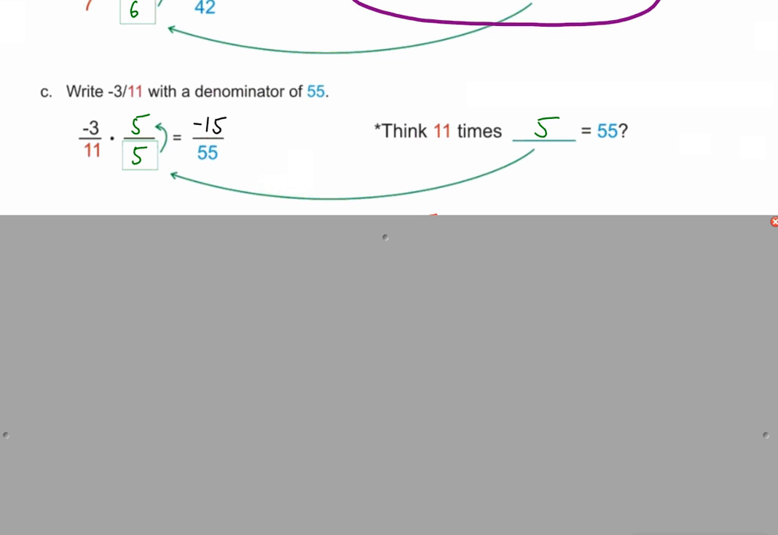And this is the last one we just did. Negative 3/11 with the denominator 55. What are you thinking? 11 times what is 55? Because you thought that, you'll put that 5 in first. Whatever you do to the bottom, do the same thing to the top. Negative 3 times 5, negative 15. 11 times 5, 55.